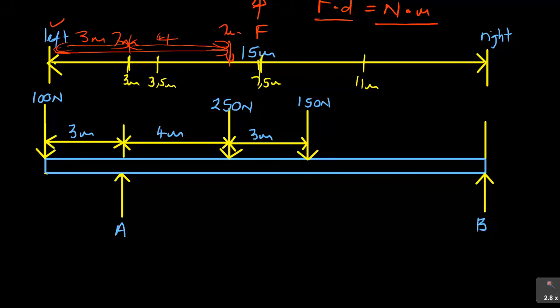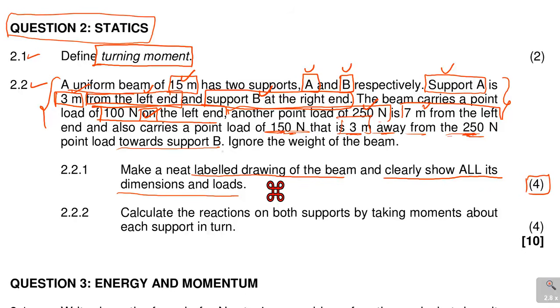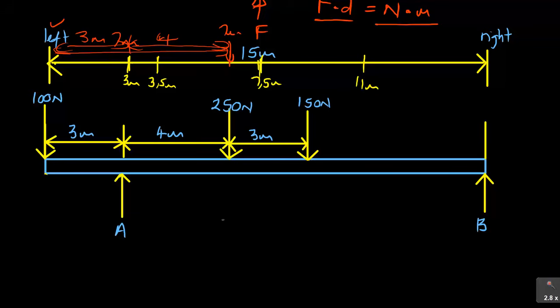So now looking at this last statement, it says ignore the weight of the beam, make a neat labeled sketch clearly showing all the dimensions. Now they wanted to show all the dimensions, and we have managed to show part of the dimensions, but there's a dimension left between the 150 newtons.